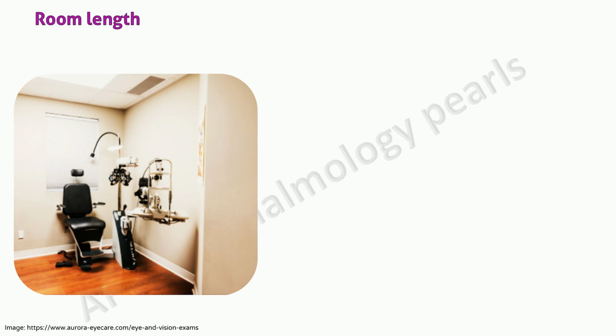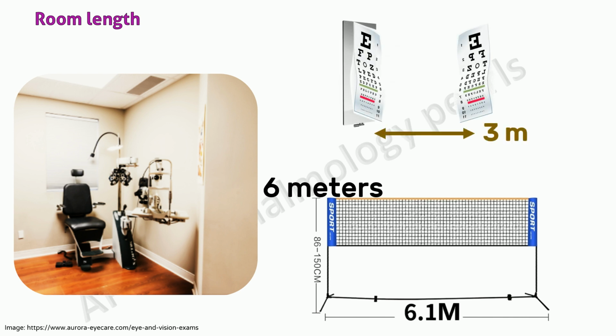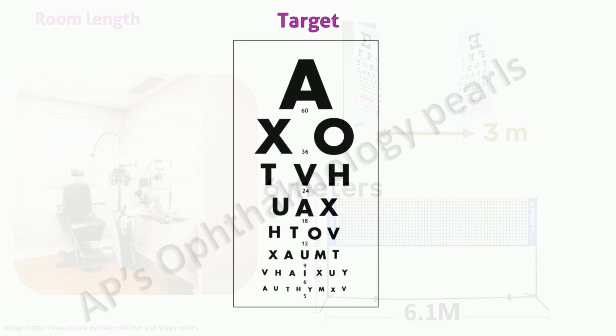The examination room must be 6 meters long, that is almost the width of a badminton net, so the patient can fixate on a non-accommodative target at optical infinity, and also to prevent overplussing of the refraction. If the room is shorter, a mirror may be used to extend the distance of the image to 6 meters, but sometimes children find it difficult to look into the mirror. In such cases, the longer room is desired.